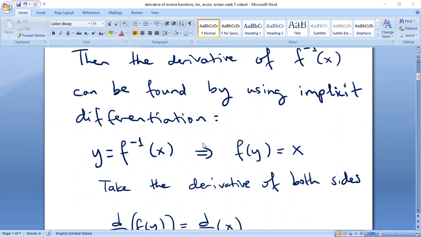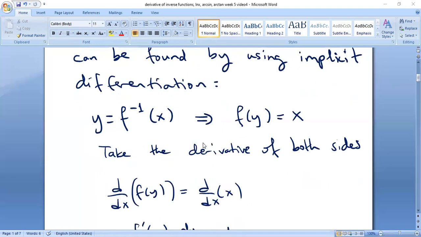So if you take f of both sides of the first equation, you are going to have f of y equals f of f inverse of x. But what will happen with f of f inverse? First, x will be mapped to y by f inverse, and then f will map y back to x. So we will get x again. So f of y equals x.